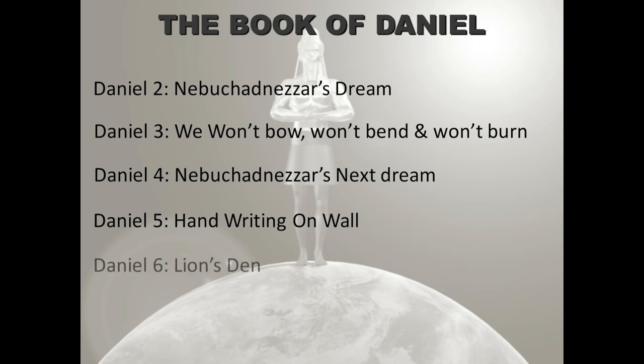And then we're going to see Daniel in Daniel chapter 6 go into that lion's den and God raising him up and giving him triumph. And then we're going to begin in Daniel chapter 7 and see the visions that Daniel has. So friends, that's what we've got outlined for us. That's what we're going to be doing. I hope you'll enjoy these studies. I hope they'll be beneficial.